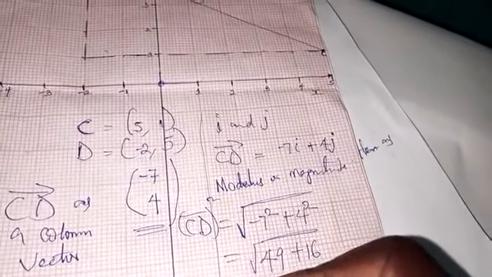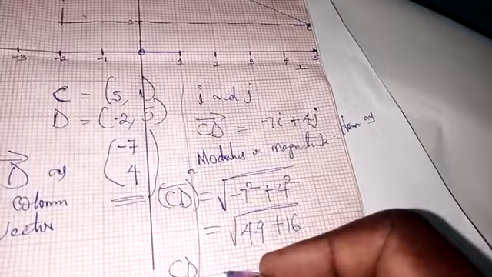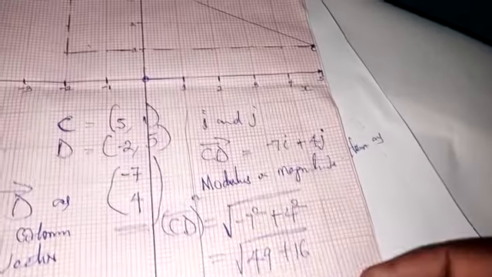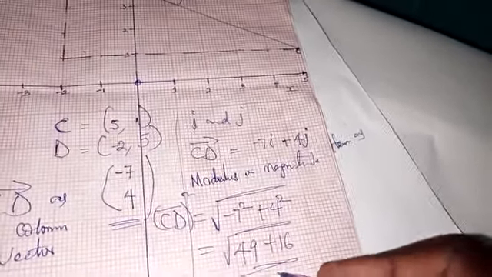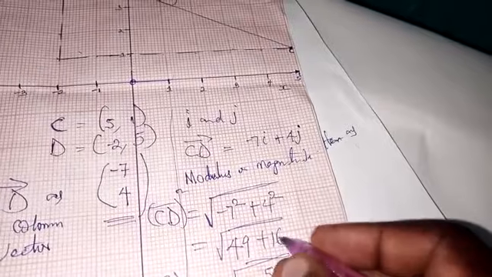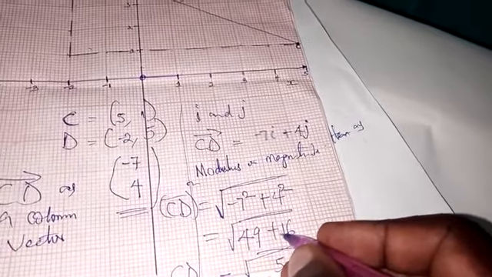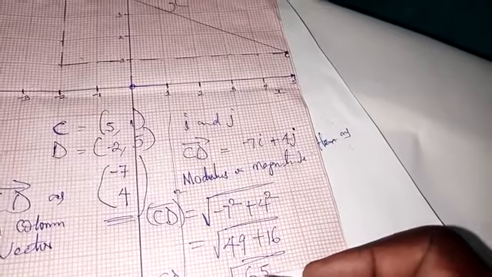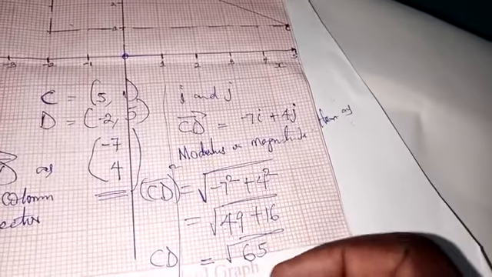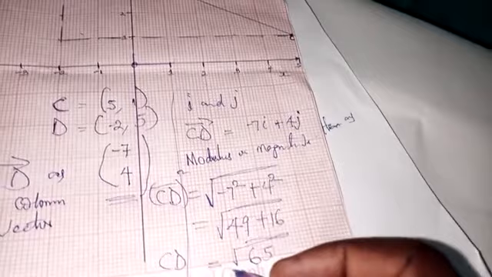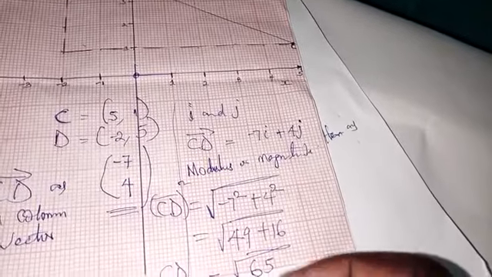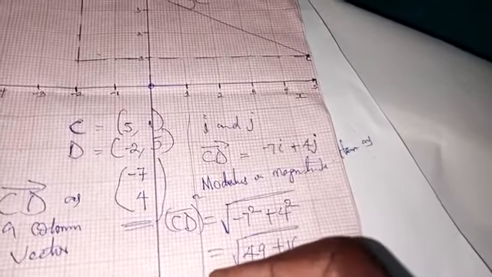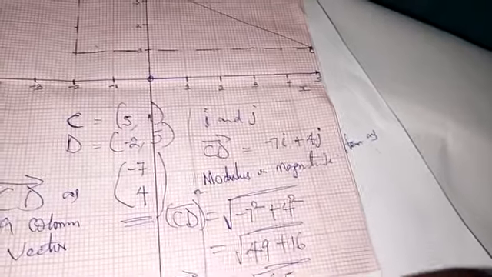So my CD is the root of 49 plus 16, which is 65. That is, my CD will give me the root of 65. And that is my magnitude of CD: the root of 65.